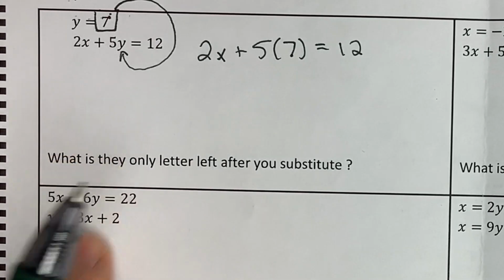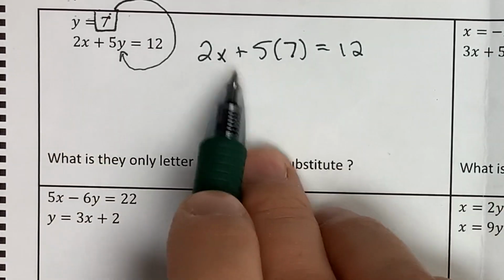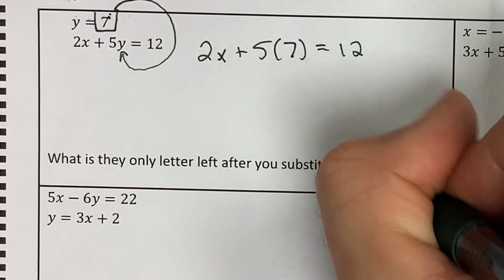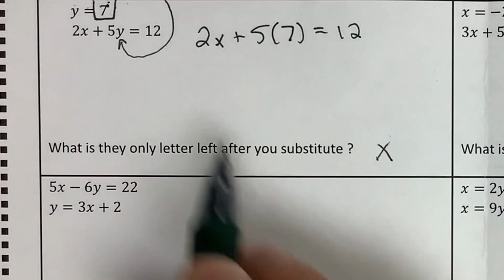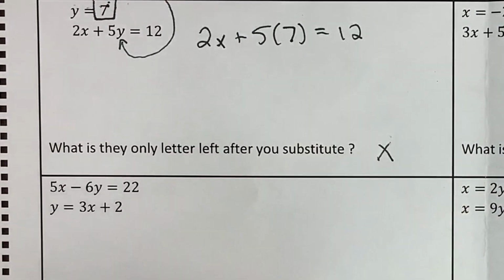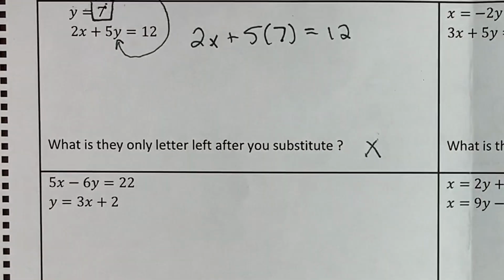And so when I answer the question, what letter is only left when you substitute? Well, after we substituted, there is only one letter left. And what is it? X. And that's why substitution is necessary, because when you do substitution correctly, you will have only one letter which you can actually solve, get an answer, and continue on the problem, which we'll start doing another day. Let's do one more together.